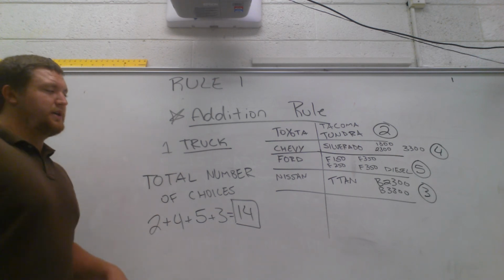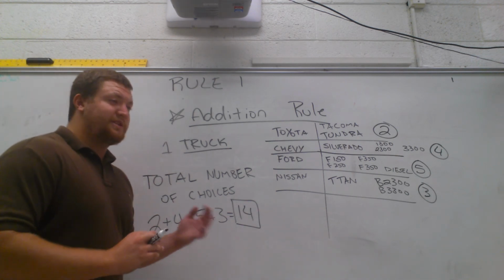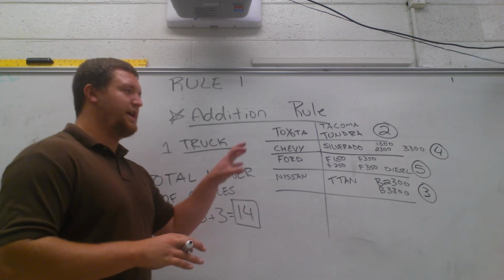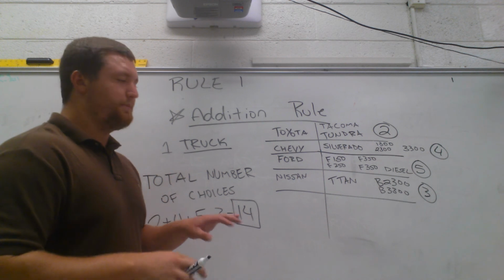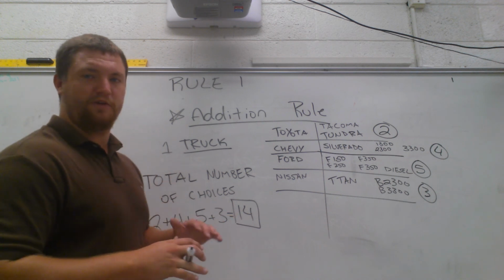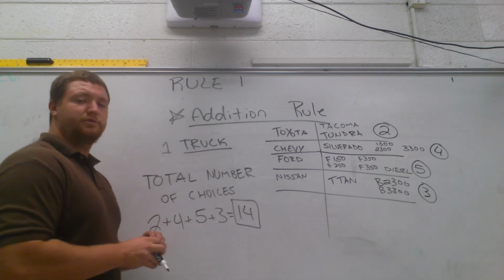That's your addition rule. It's going to be easy to get those mixed up because it's going to be similar questions, like how many choices do I have if I do this, or how many combinations do I have if I do this. And it's going to be really easy to mix those up. But I'm here to help you, and we're going to figure it out. And that's the addition rule and multiplication rule.